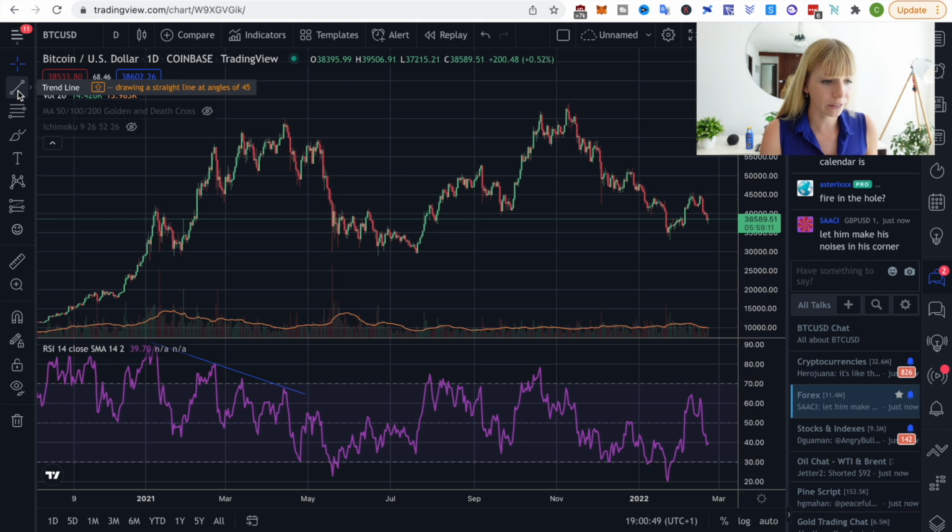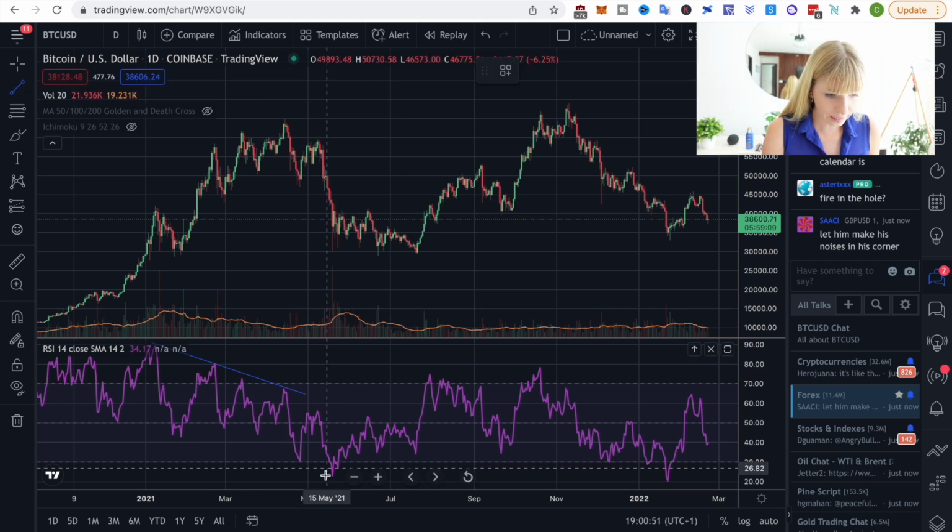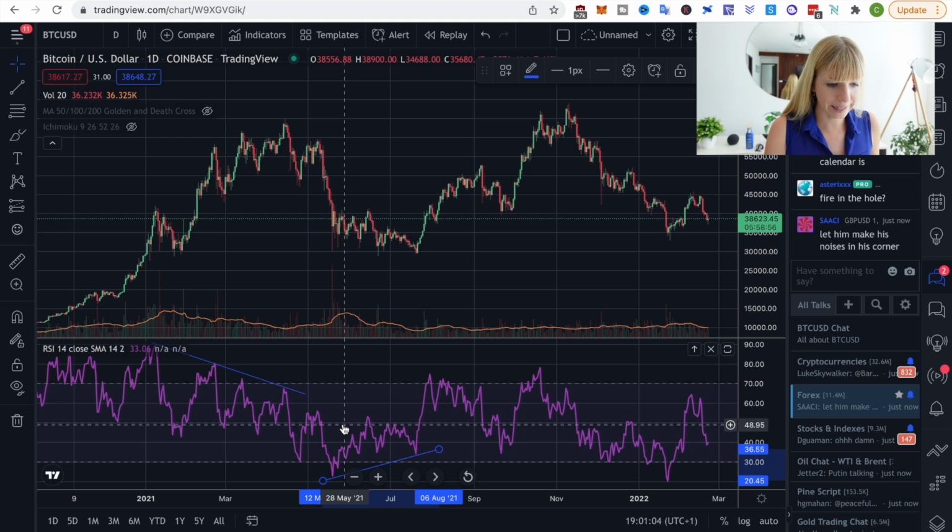Now let's look at a bullish divergence. So I'll draw another line here. Okay, so what do we see here?